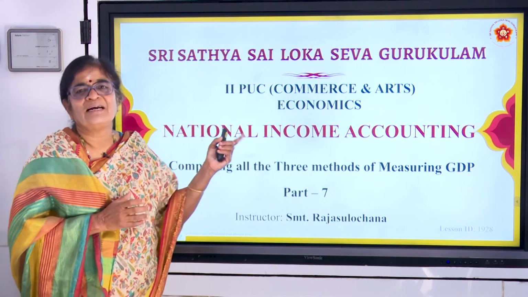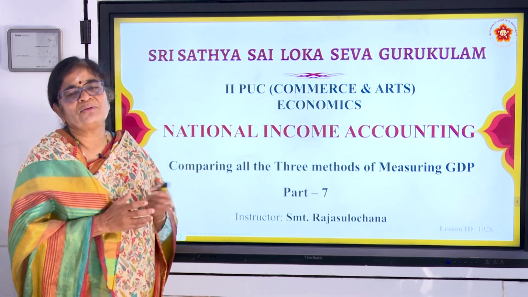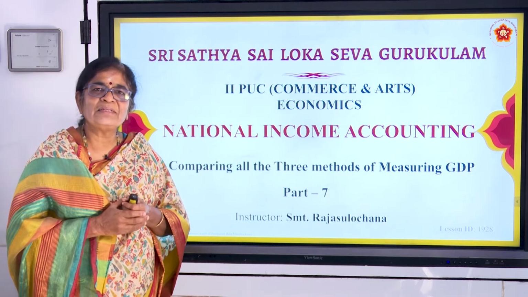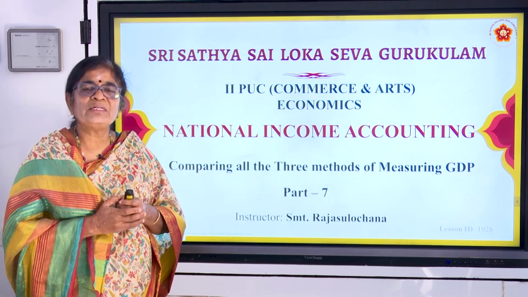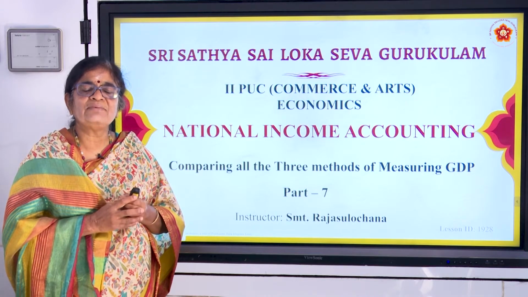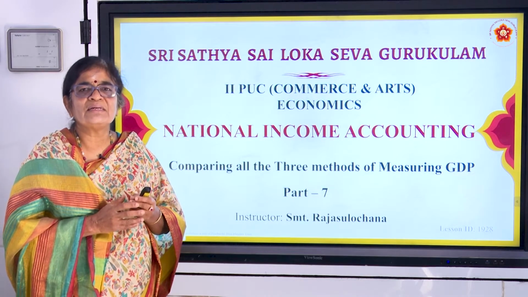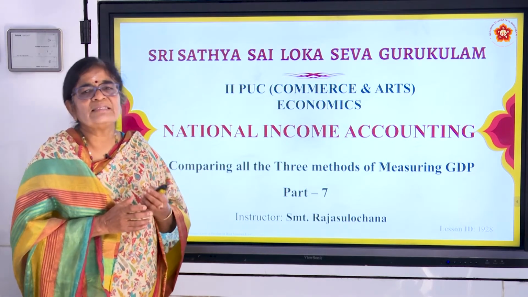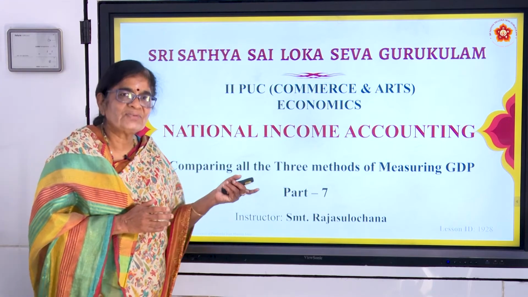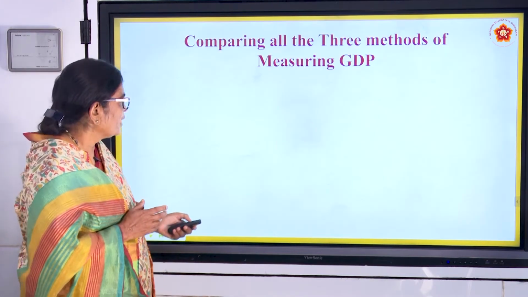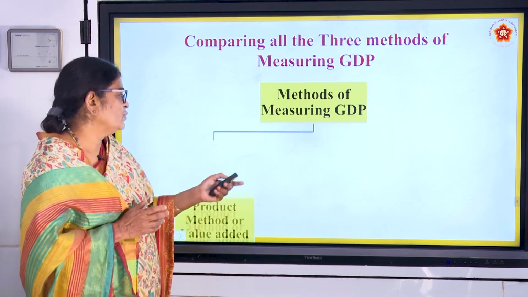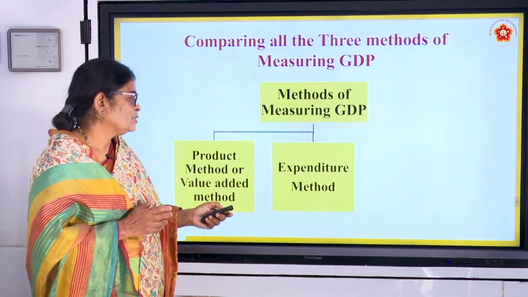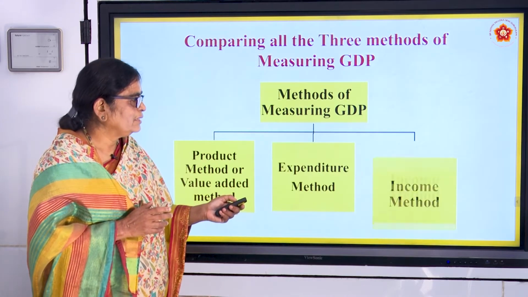Welcome to this session under National Income Accounting. Today we are going to compare all the three methods of measuring national income. What are the three methods? The product method or value added method, which we have covered already, the second one the expenditure method, and the third one is the income method. All these three methods give us the same value of GDP. That's what we are going to prove today.